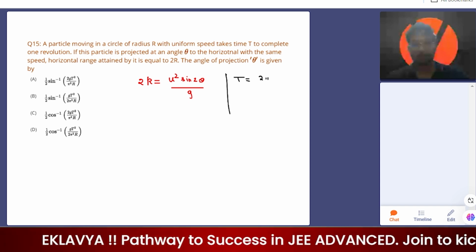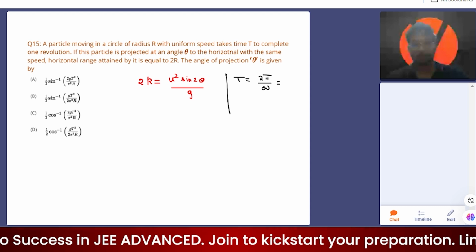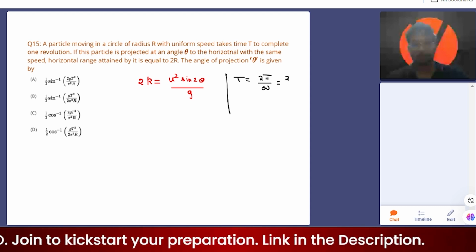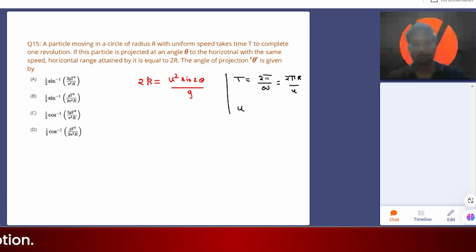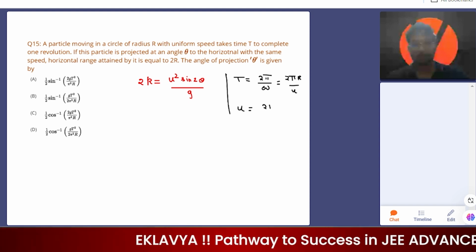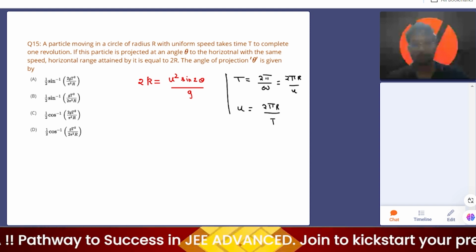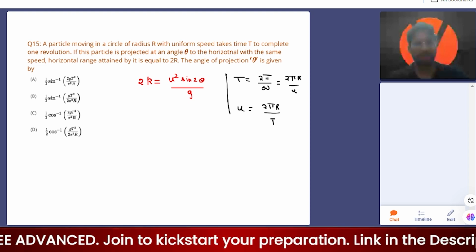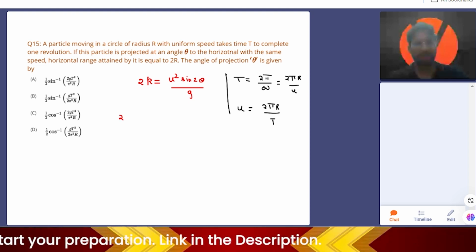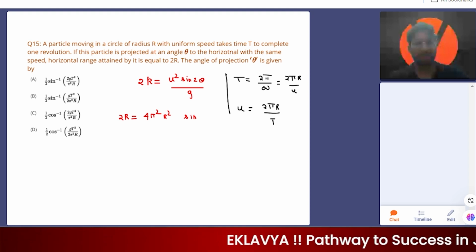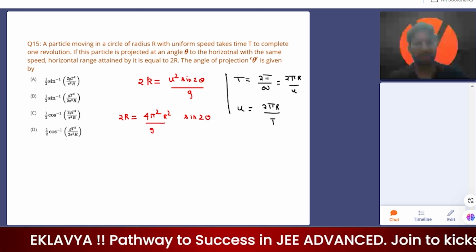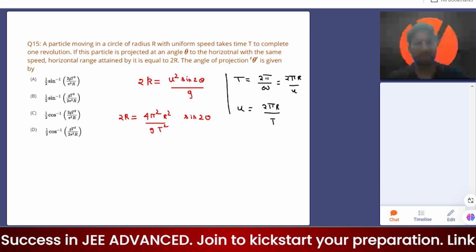in terms of time period. Time period is equal to 2 pi by omega. Omega I can write as u by r or v by r. So this will be 2 pi r by u. So u value is 2 pi r by T. That if you square it and substitute in the equation, this will become 4 pi square r square sine 2 theta by g T square.